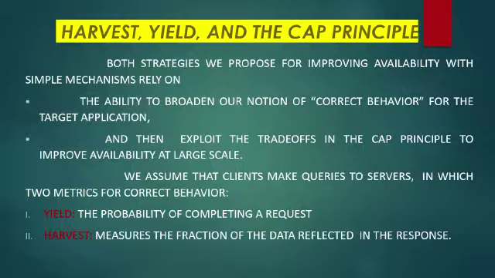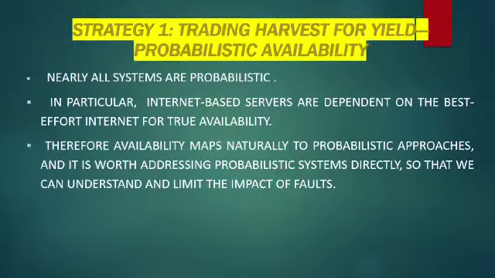Harvest, yield and the CAP principle. Both strategies we propose for improving availability with simple mechanisms rely on the ability to broaden a notion of correct behavior for the target application and then exploit the trade-off in the CAP principle to improve availability at large scale. We assume that clients make queries to servers, in which there are two metrics of correct behavior. First one is yield, the probability of completing a request. Second one is harvest, which measures the fraction of the data reflected in the response.